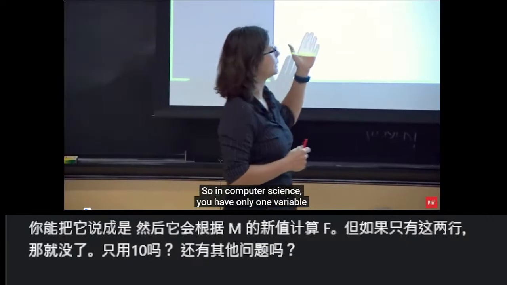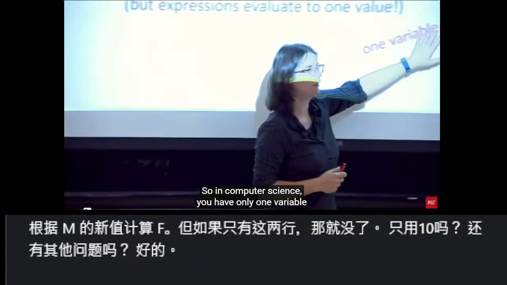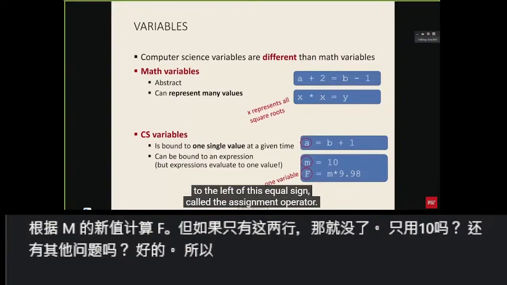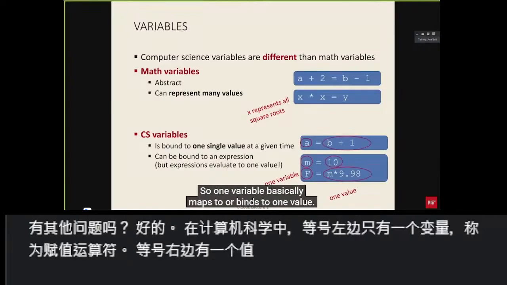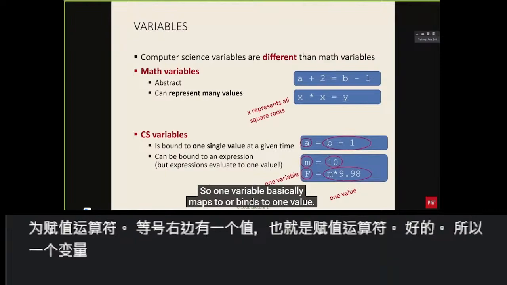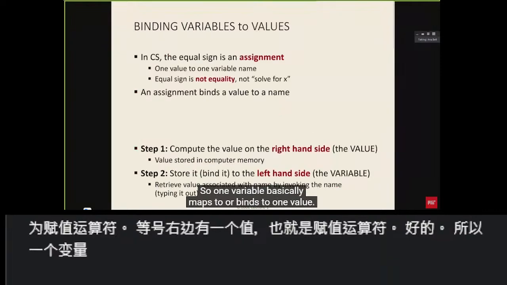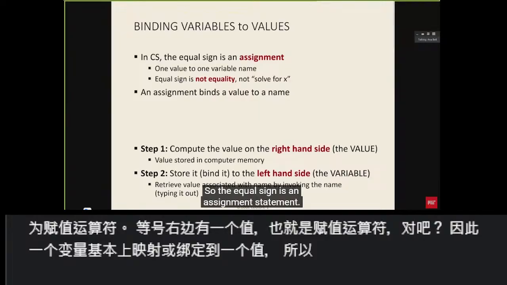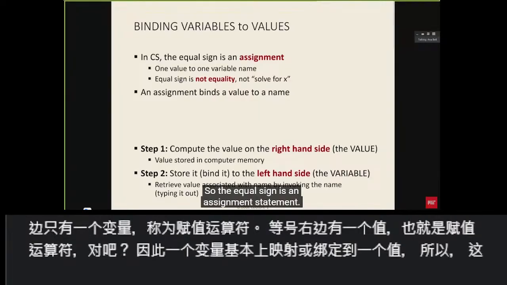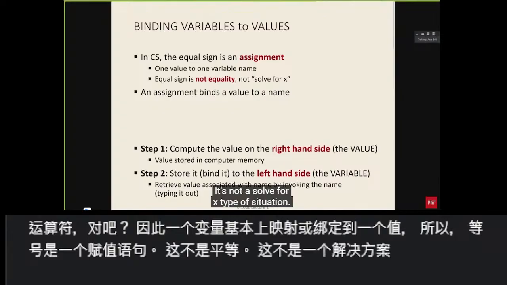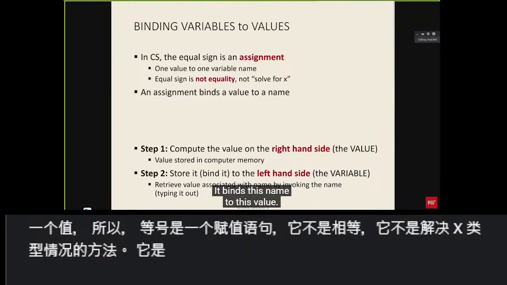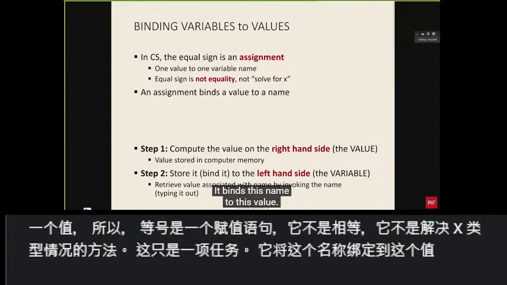So in computer science, you have only one variable to the left of this equal sign, called the assignment operator, and you have a value to the right-hand side of the assignment operator. So one variable basically maps to or binds to one value. The equal sign is an assignment statement. It's not equality. It's not a solve for x type of situation. It's just an assignment. It binds this name to this value.